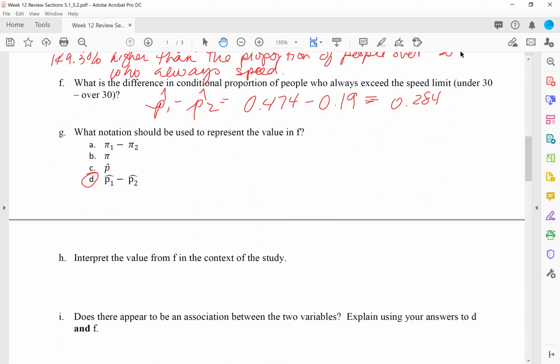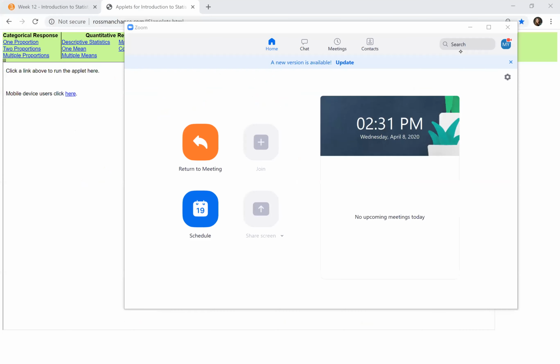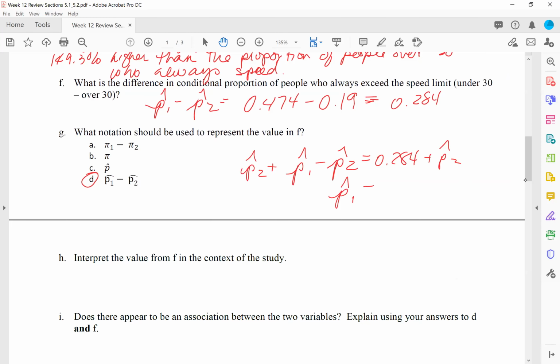To interpret this value, we're going to talk about how much higher. So if we think about p hat 1 minus p hat 2 equal to 0.284, if we add p hat 2 to both sides, we can see that the proportion in group 1 is equal to the difference plus p hat 2. So p hat 1 is 0.284 higher than p hat 2.